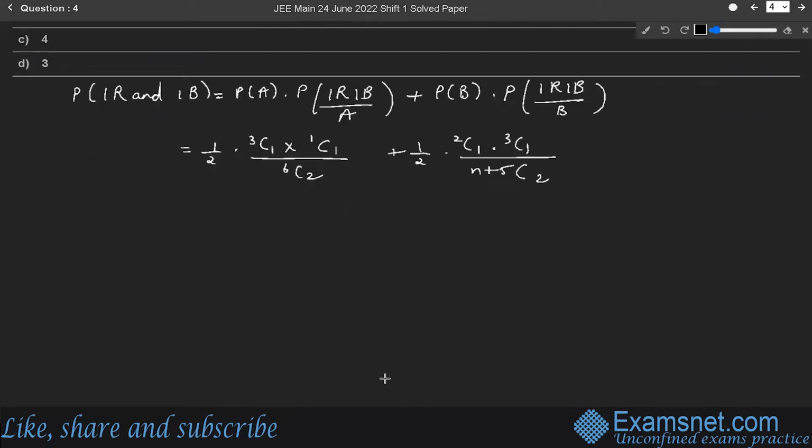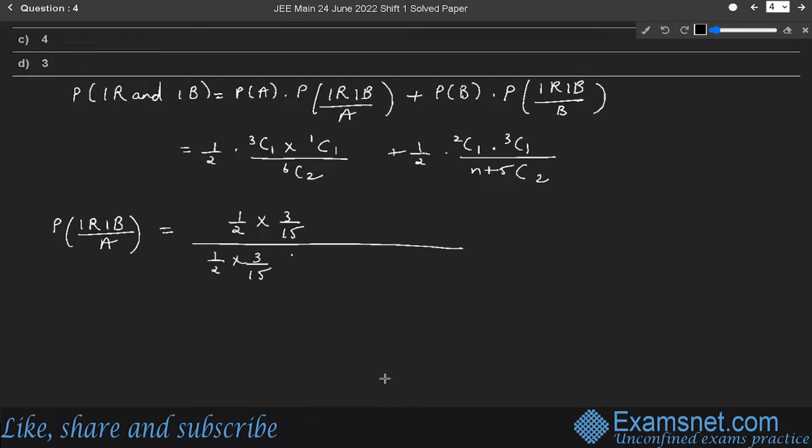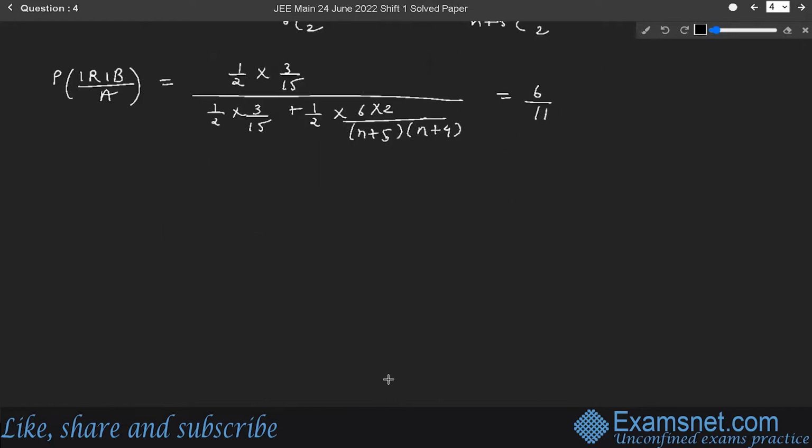Therefore, we can say that probability of 1 red and 1 black ball divided by A will be equal to 1 by 2 into 3 by 15 whole divided by 1 by 2 into 3 by 15 plus 1 by 2 into 6 into 2 whole divided by n plus 5 and n plus 4. It is equal to 6 by 11, which is already given in the question. On further simplifying, this will be equal to 1 by 10 divided by 1 by 10 plus 6 upon n plus 5 into n plus 4 is equal to 6 by 11.